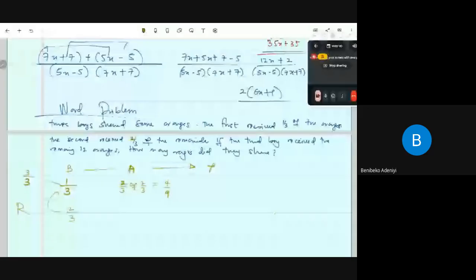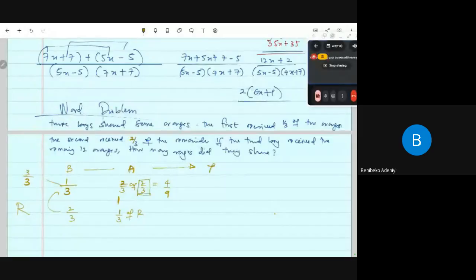Adenike collected 2 over 3 of the remainder. 2 over 3 of the remainder. What is left? 1 over 3 of the remainder is left. Do you understand? The second person received 2 over 3 of the remainder. What's the remainder? The remainder itself is also 2 over 3. So he collected 2 over 3 of the remainder. What is left unshared? 1 over 3 of the remainder is left unshared.